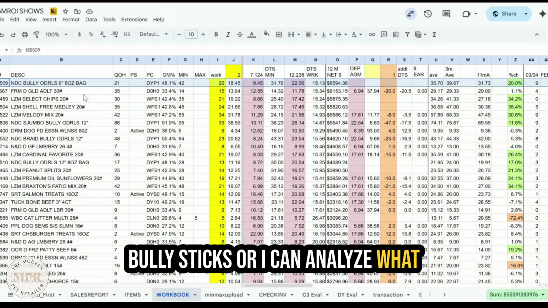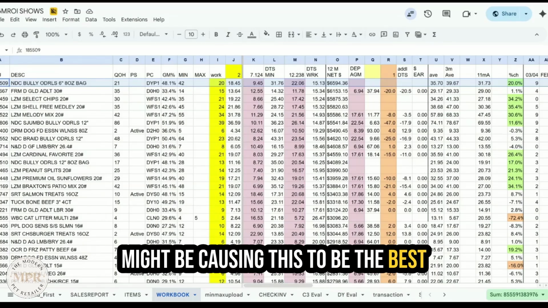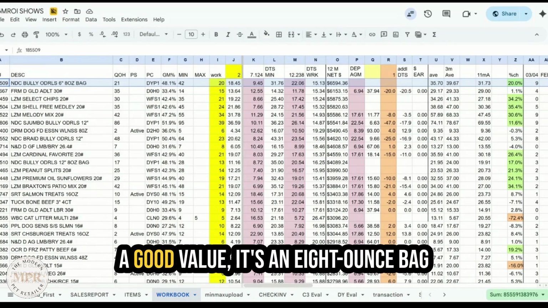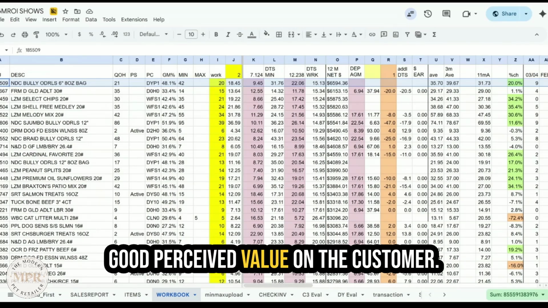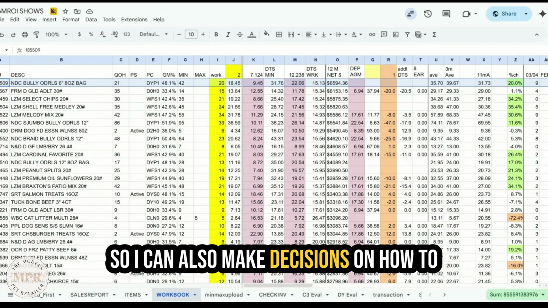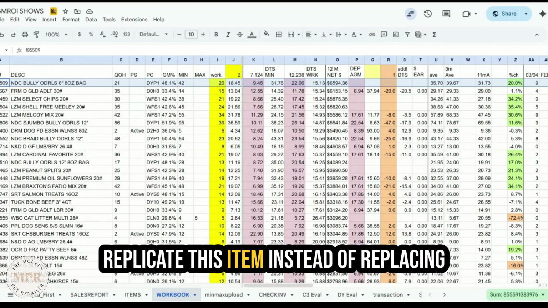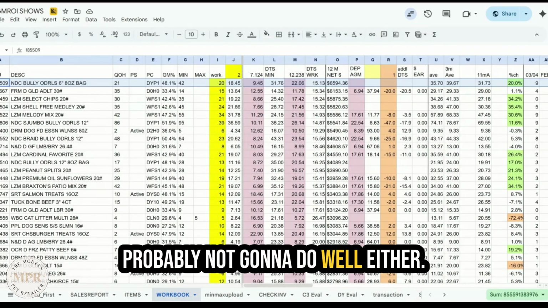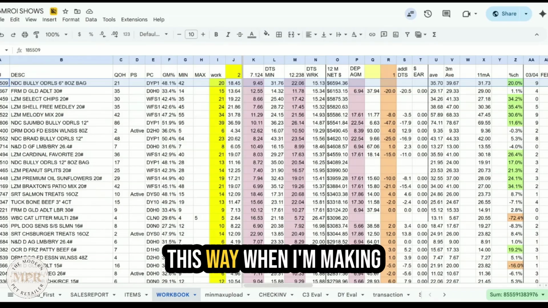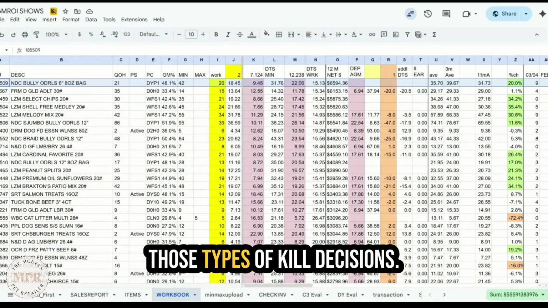Or I can analyze what might be causing this to be the best seller, whether it's a good value. It's an 8-ounce bag of 6-inch bully sticks, which could be a good perceived value to the customer. So I can also make decisions on how to replicate this item instead of replacing the bad item with something else that's probably not going to do well either. So I like looking at the data this way when I'm making those types of kill decisions.